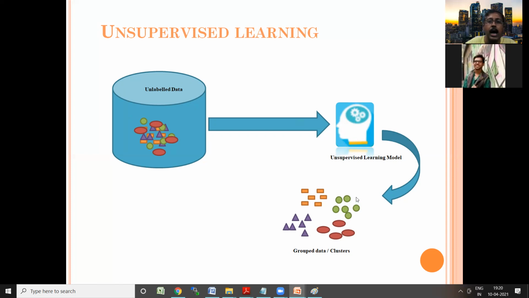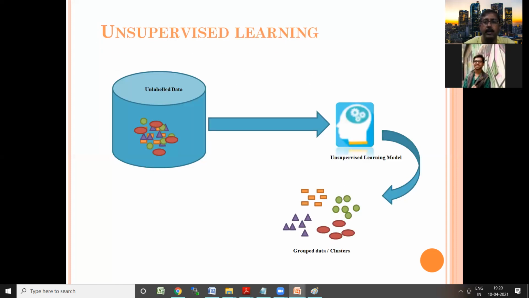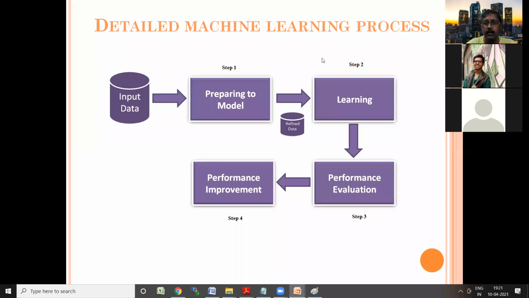So this is unsupervised learning, and similarly there is reinforcement learning. We are not going to cover that part, right? So this is a basic perspective of supervised and unsupervised learning, which are two different categories of machine learning. Now, just to go through very briefly the machine learning process. So what we have is basically an input data, okay?